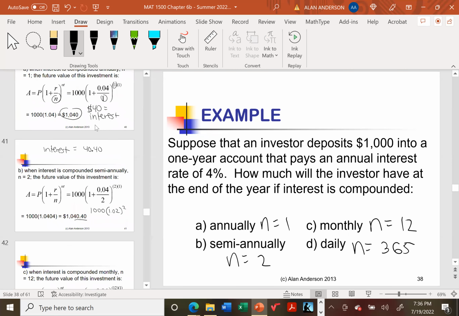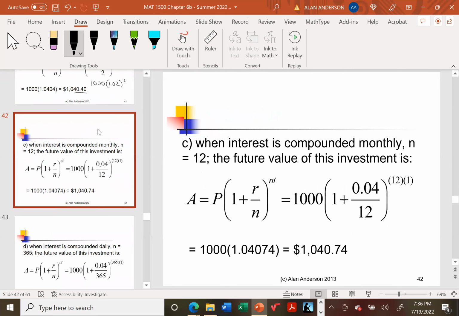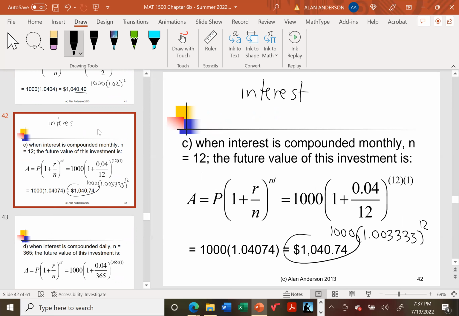Okay. So anyway, in the third case, when we have monthly compounding, what we're basically doing here is multiplying 1,000 by 1.00, and then you have a string of threes, and that works out to be 1040.74 rounded to dollars and cents. So now all of a sudden the interest is 40.74. And again, it's not a huge amount, but it's more than when we had semi-annual compounding, that's for sure.